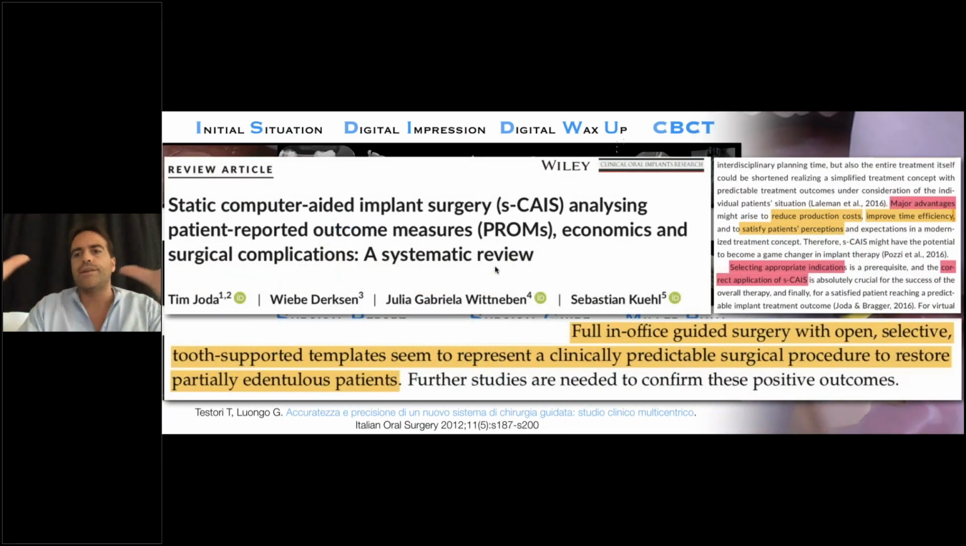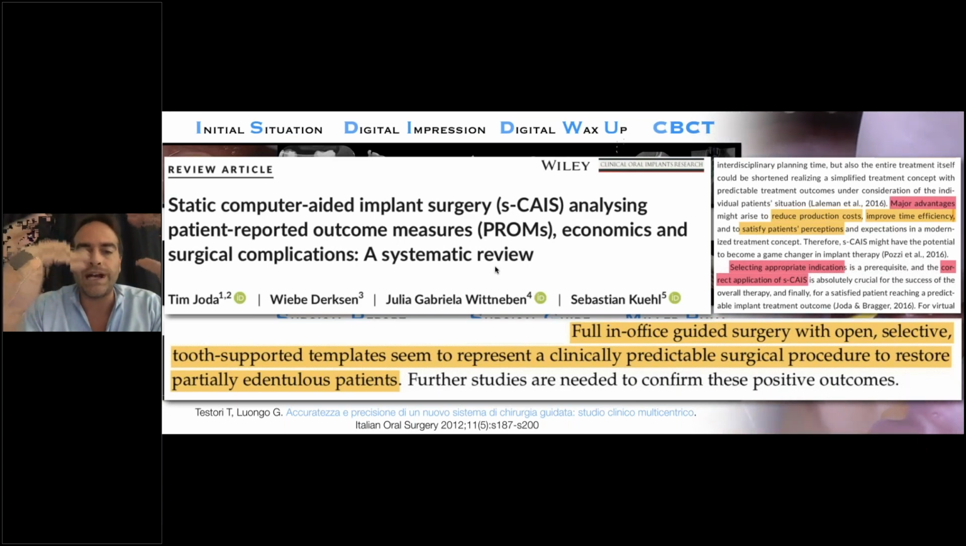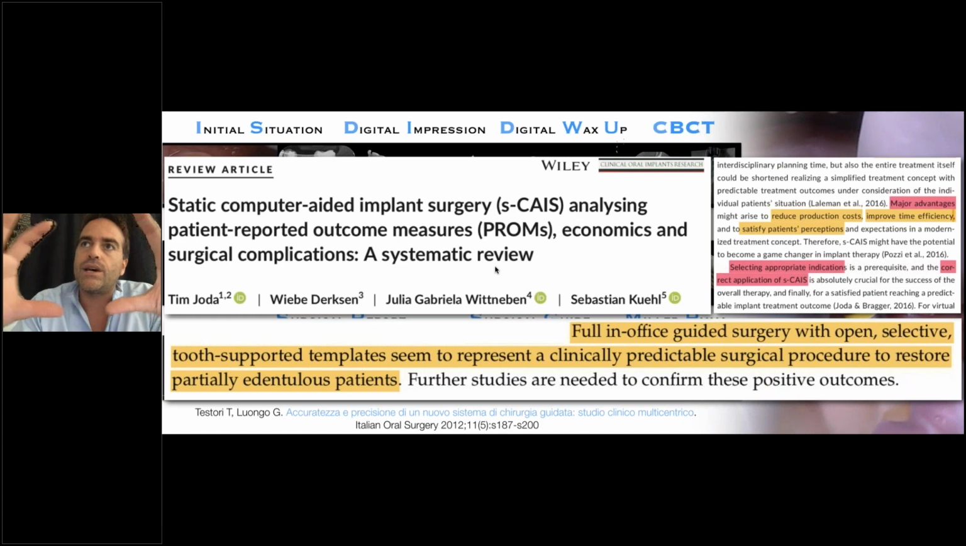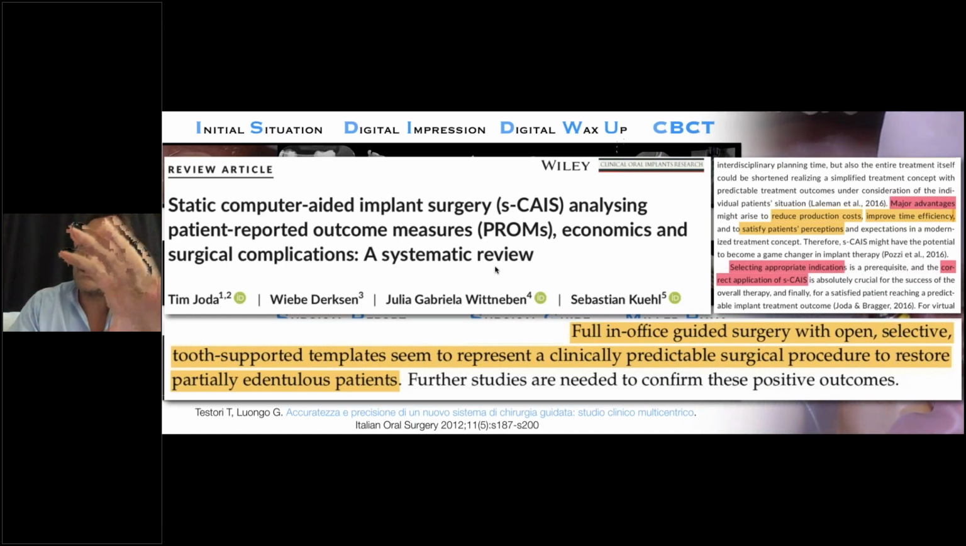Of course, the single implant is probably the safest situation in which we can utilize guided surgery, but we also have to analyze the time cost benefits ratio, and so we should really carefully select the case. So case selection, if we want to do guided surgery, case selection is the key in order to understand when to do it, where to do it, trying to avoid mistakes.